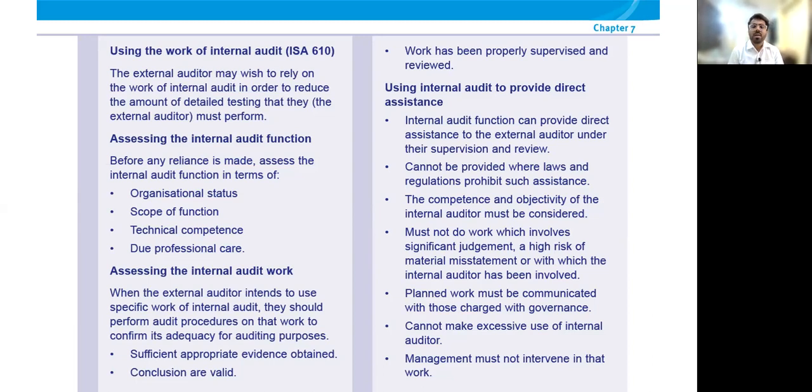So read. Internal audit function can provide direct assistance to the external auditor under their supervision and review. So external auditor will supervise and review the work that internal auditor will do. Next, it cannot be provided where laws and regulations prohibit it. Like I gave you an example that some countries prohibit listed companies from doing this. So if you are the external auditor of a listed company, you cannot take the help of an internal auditor. You cannot use the internal auditor for direct assistance.